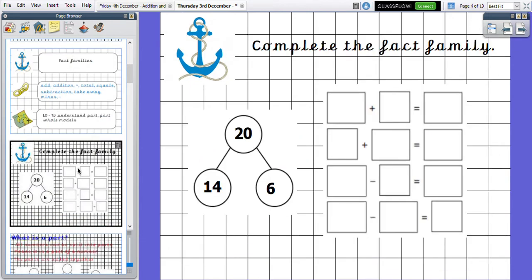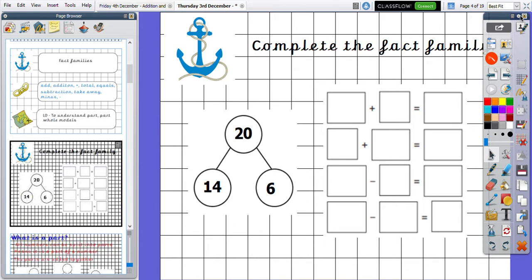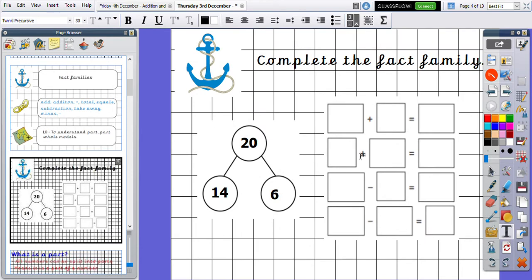So our first task is to complete our anchor task, and that's all about fact families. So it's linking to our learning from yesterday. So if you want to pause the video right now, you can have a go at this all on your own, and then you can come back to me and we can go through it, making sure that we've got all the correct answers.